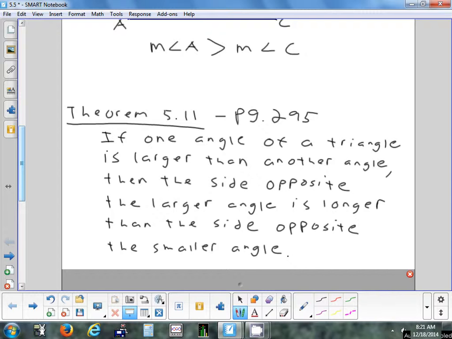So theorem 5.11, again: if one angle in a triangle is bigger than another, then the side across from that angle is bigger than the side across from the shorter angle, or smaller angle. Usually we say shorter when we're talking about the length of something. We say larger or smaller when we talk about angles.